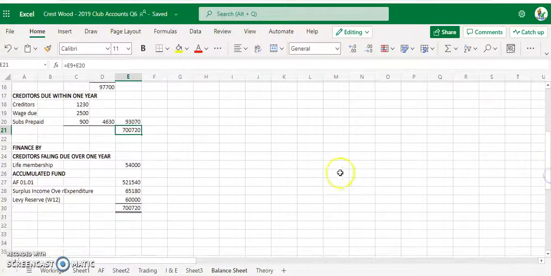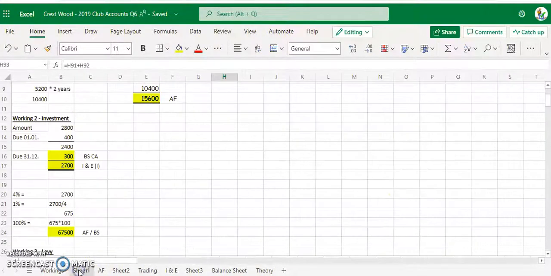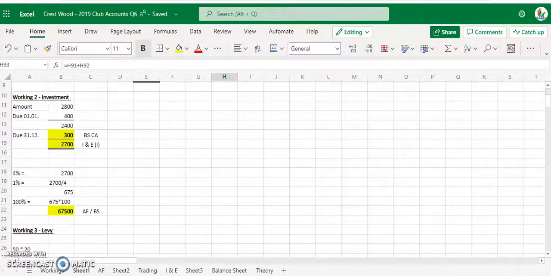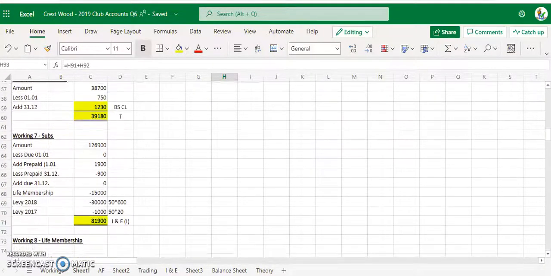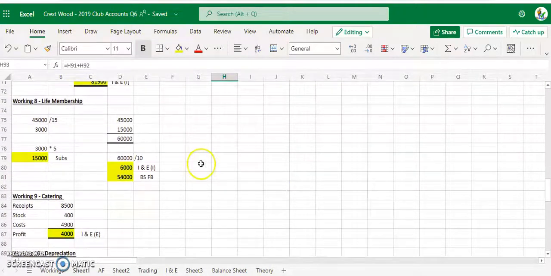Your financed by section then is made up of your life membership. Now remember, we've done an adjustment on that already. So if you go and find your life membership, this is your adjustment here. So remember, we had 3 new members. 15,000 for the subs that goes into your subs. Your total, then you're going to add what we had at the start of the year and the new figure of 15,000 with 60,000. And in the question it says that's going to be written off over 10 years. So each year is going to be 6,000. So because that 6,000 has been used this year, we only have 54,000 left in our life membership.